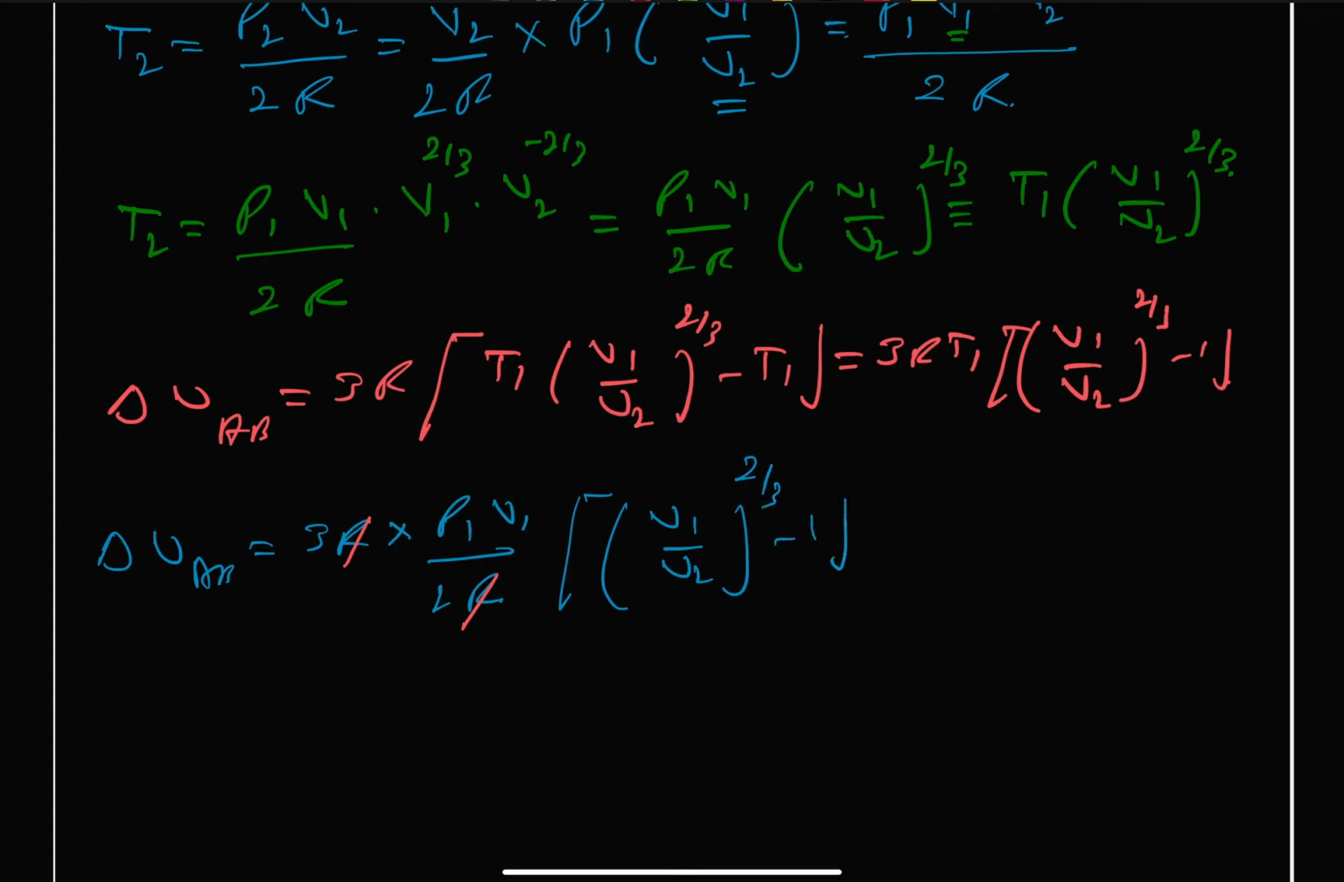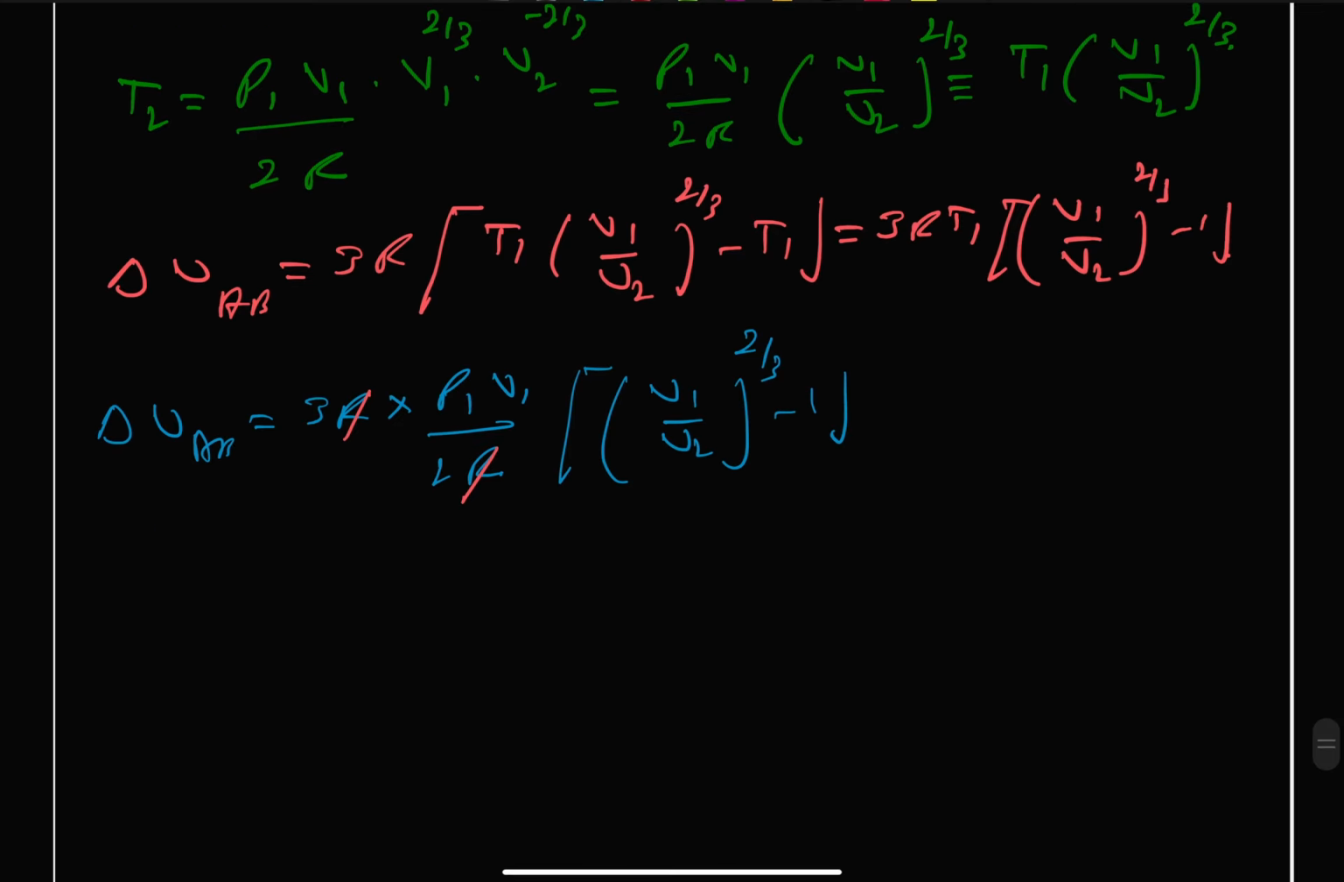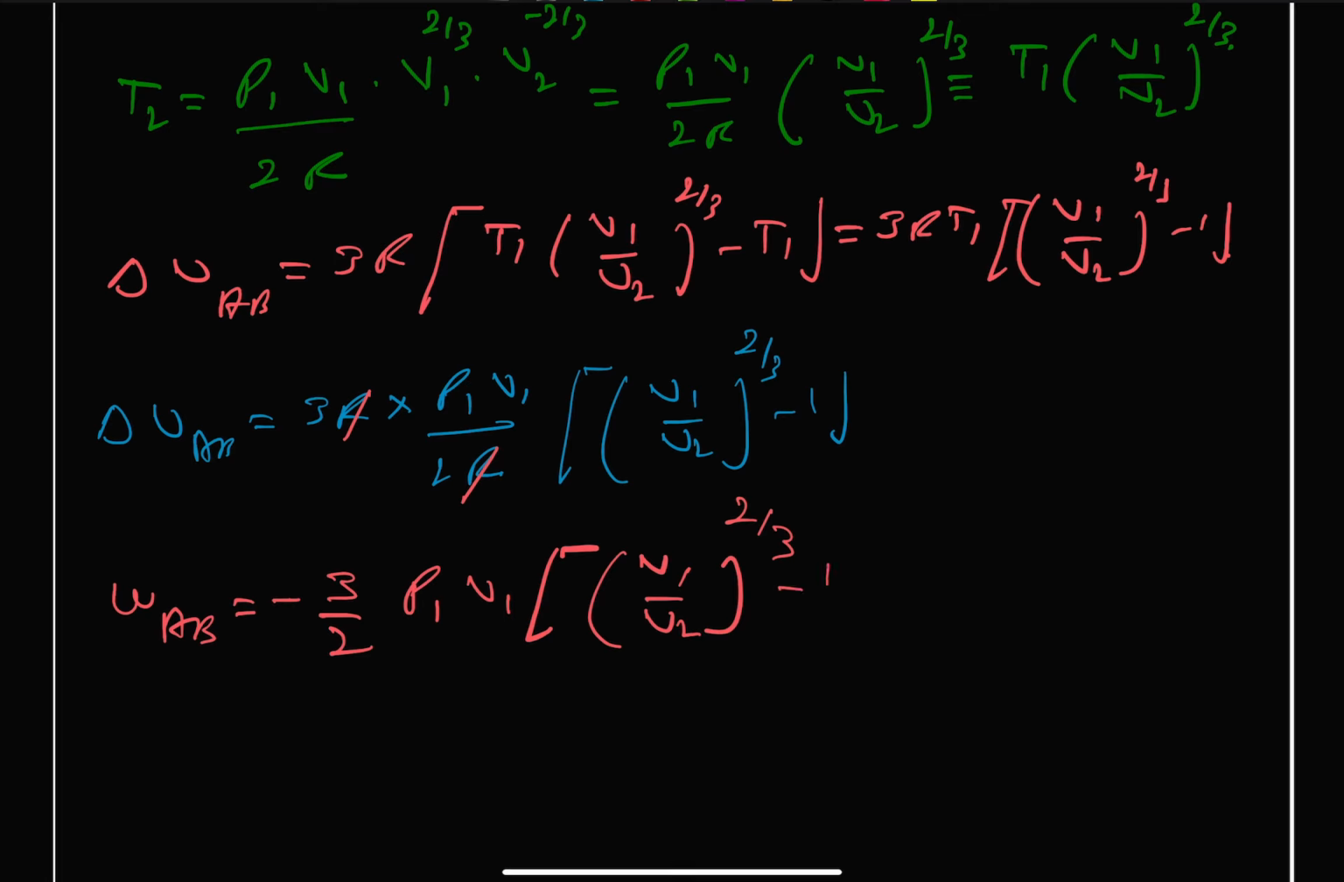Okay. So total work done, that is our W_AB, will be equal to minus of ΔU, because Q was 0, so this comes as 3/2 P1 V1, and we have this as [(V1/2)^(2/3) minus 1]. So this is our work done.